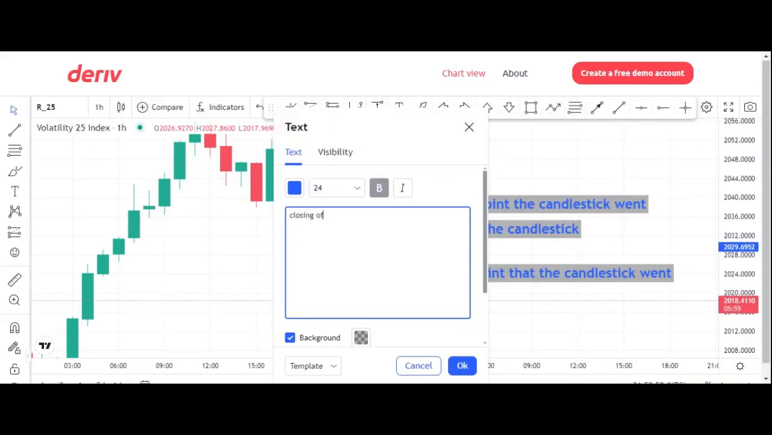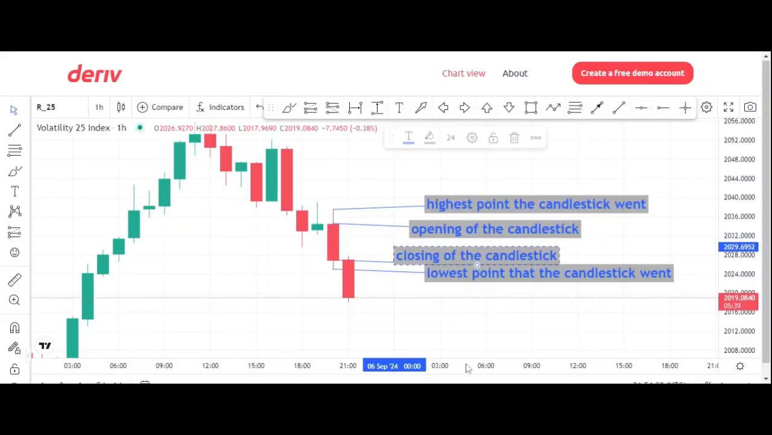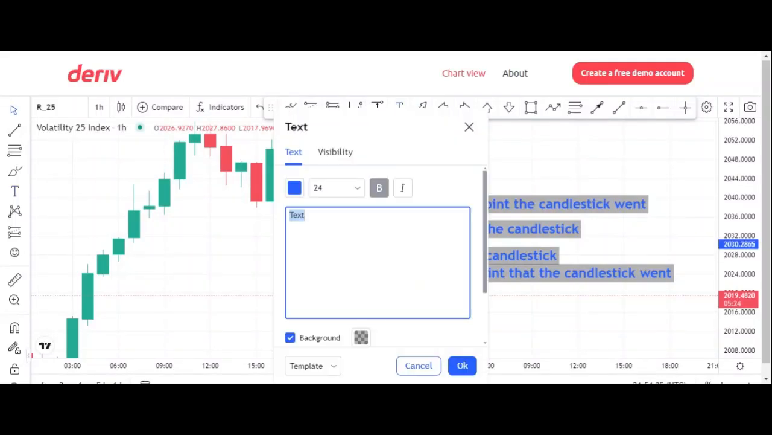In that case, for a quick recap of all that we have discussed, the key components to remember are: open, the point where the trading period begins; high, the highest price reached during the period; low, the lowest price reached during the period; close, the point where the trading period ends. The bearish candlestick formation is one that opens at a certain price. Price movement: the price fluctuates throughout the trading period. Close: the candlestick closes below its opening price, indicating a bearish sentiment.